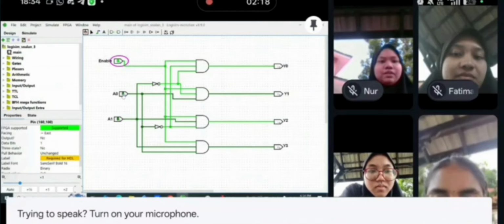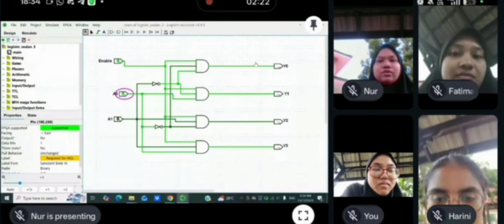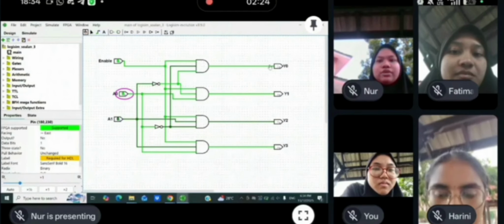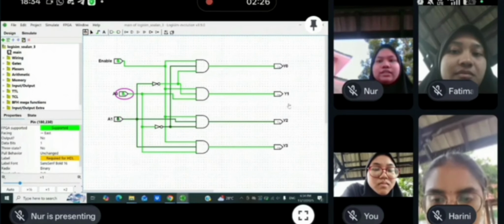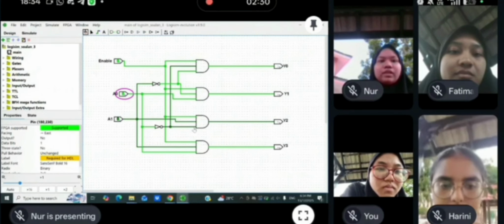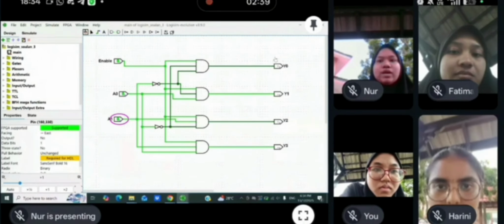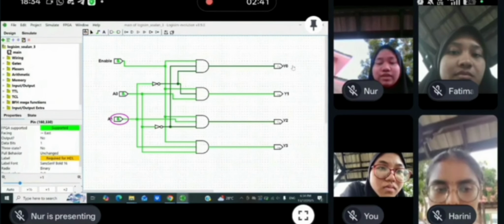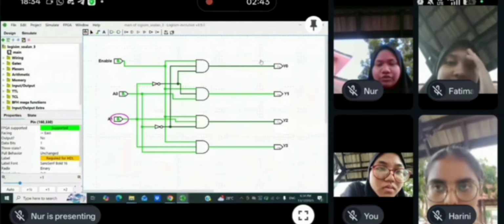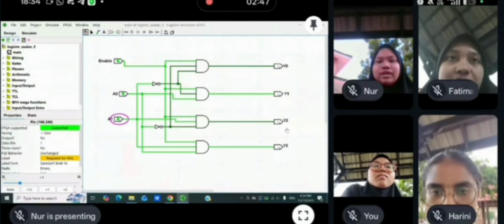For example, when A0 is 1, the output for Y0 is 1, Y1 is 1, Y2 is 0, and Y3 is 1. Next, if A0 is 1 and A1 is 1, the output will be Y0 will be 0, Y1 will be 1, Y2 will be 0, and Y3 will be 1.